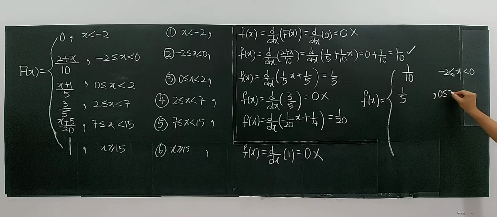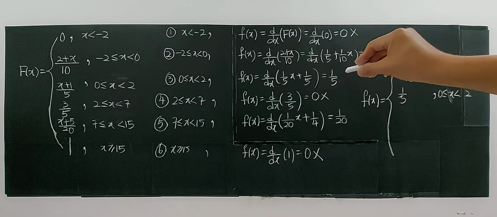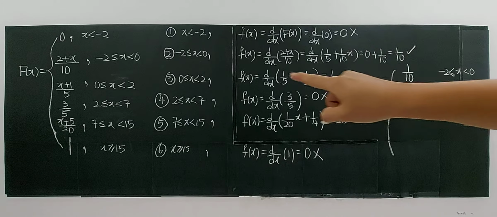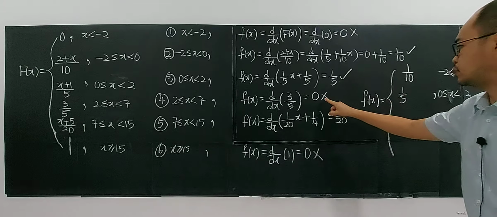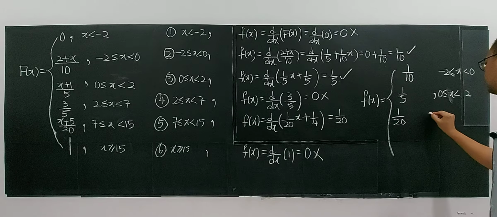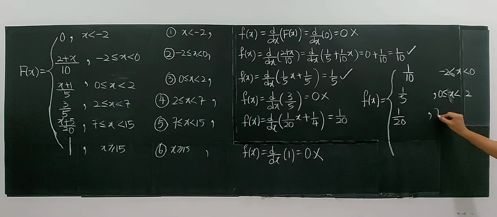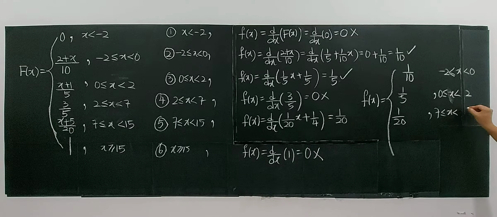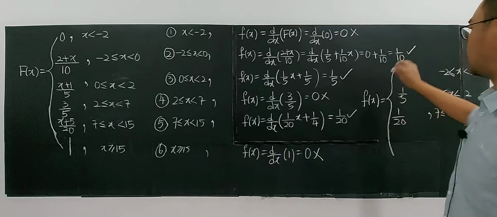0 up to 2, right? So now this one is done: 1 over 5 from 0 up to 2. Okay, done. Now go for this. This is 0 later. Okay, 1 over 20. So it's during the interval from 7 up to 15. Alright. So finally, you have written all the ones that have a value into the function, right?